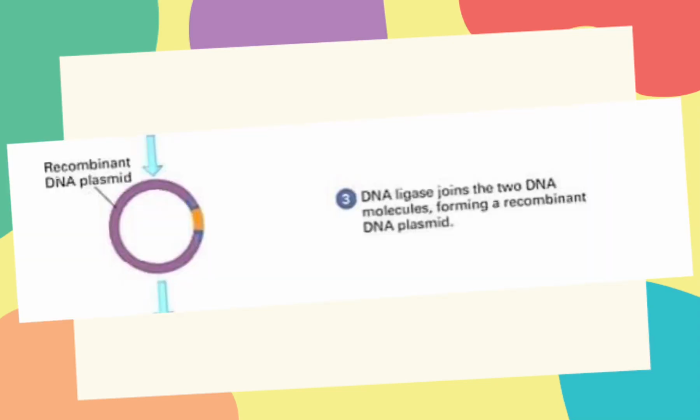DNA ligase joins the two DNA molecules, forming a recombinant DNA plasmid. DNA ligase joins the two DNA molecules by catalyzing the formation of phosphodiester bonds between the sugar phosphate backbones. In the context of genetic engineering, this process creates a recombinant DNA plasmid. The enzyme uses energy from ATP to seal the nick or gap between the cohesive ends of the plasmid and the human DNA fragment, resulting in a continuous and functional recombinant DNA molecule.